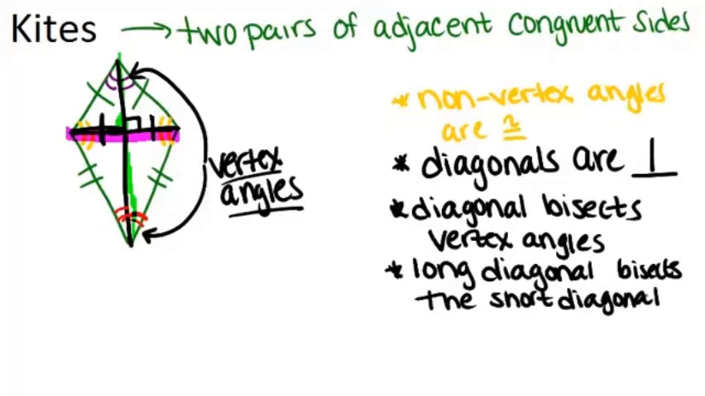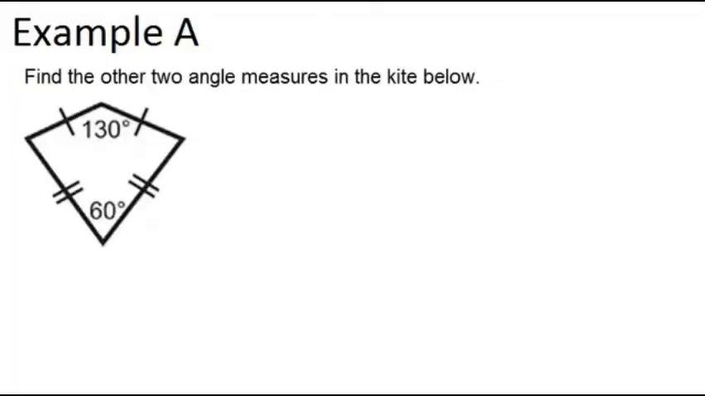So that's what a kite is. It's a quadrilateral with two pairs of adjacent congruent sides. Don't forget that the word adjacent means next to. And it has four important properties: its non-vertex angles are congruent, its diagonals are perpendicular, the diagonal bisects the vertex angles, and also the long diagonal bisects the short diagonal. In this video, we will look at a few examples that will let us practice working with kites.